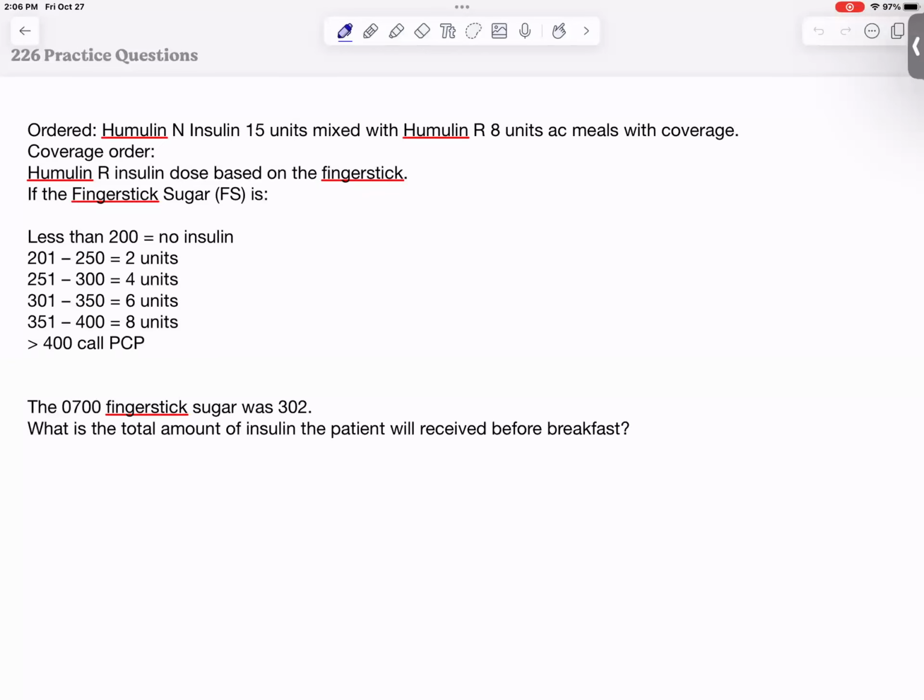Let's see if it'll let me record this. All right, can you guys still see the screen? Because mine just, yeah, okay. So you can still see the problem. All right, cool.